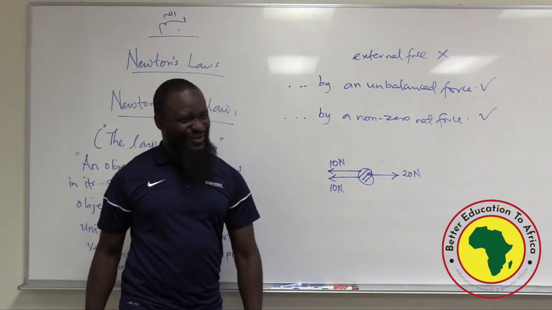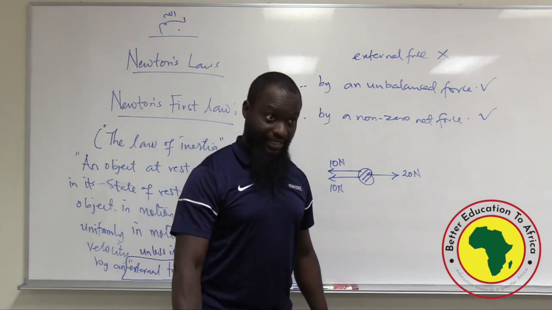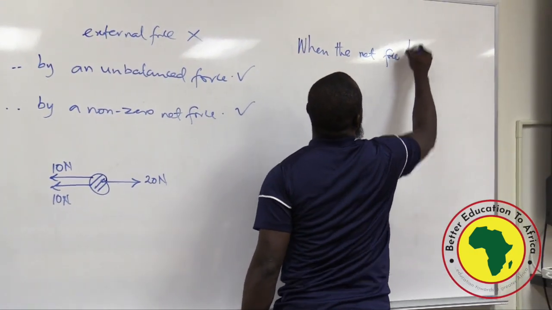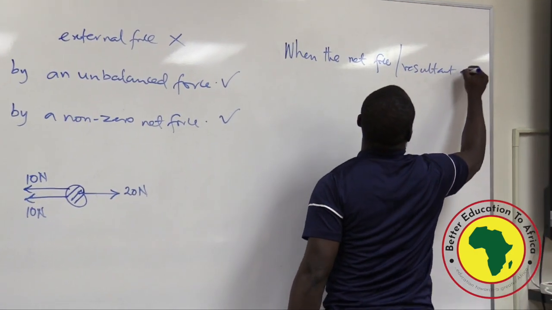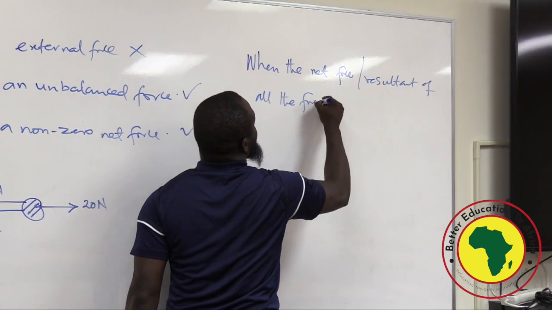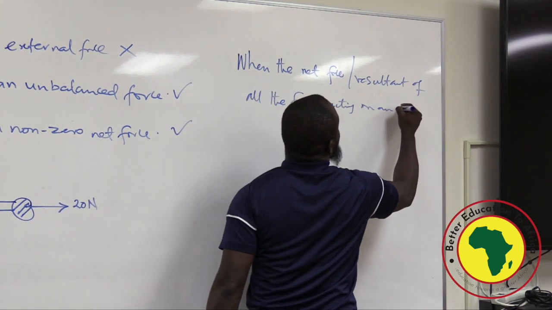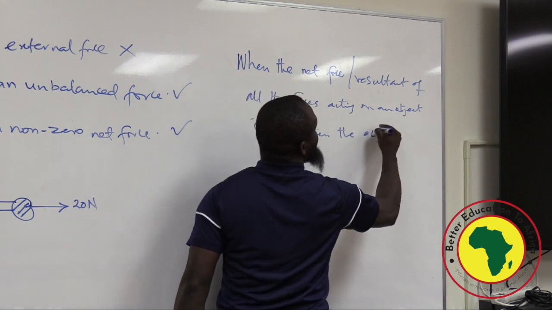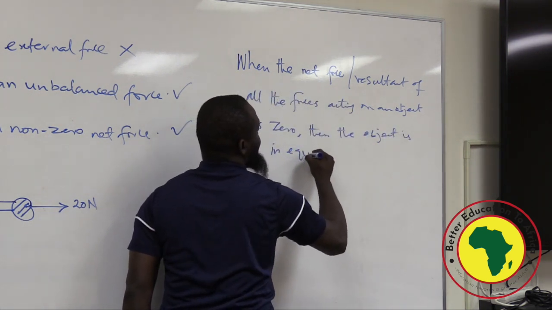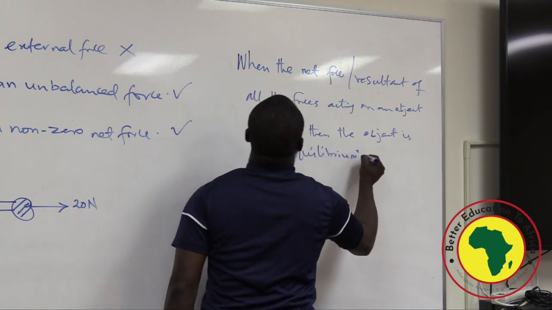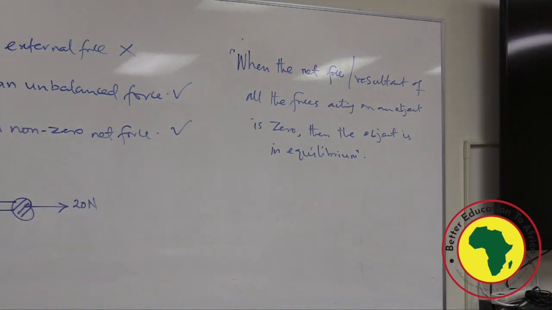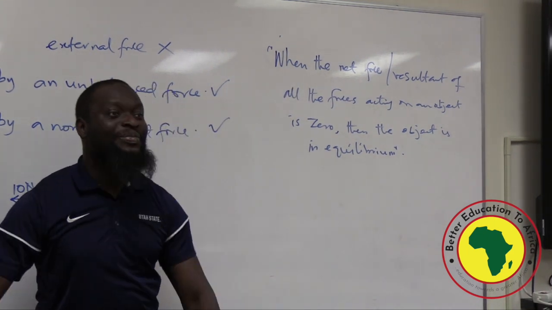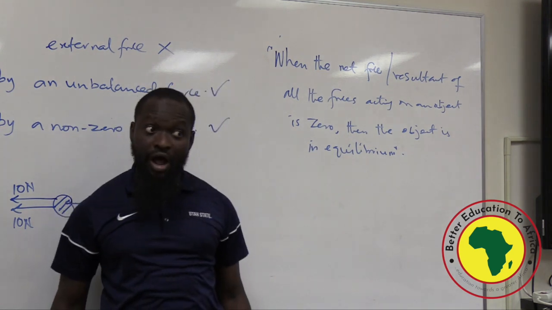If you ask me to state Newton's first law, I will state it like this. Newton's first law states that when the net force, or the resultant of all the forces acting on an object is zero, then the object is in equilibrium. This is Newton's first law. When the resultant, the net, the total of all the forces acting on an object is zero, then the object is in equilibrium. That is Newton's first law.